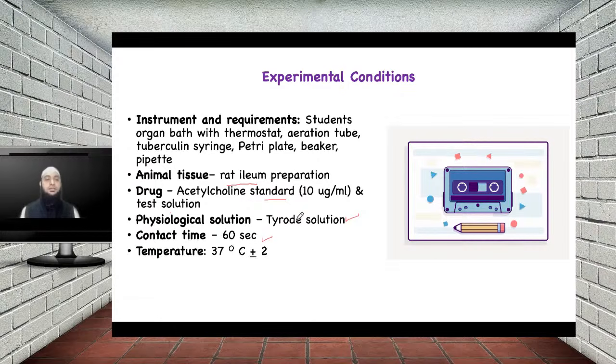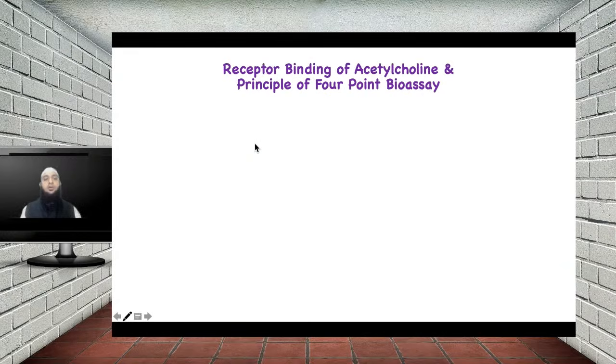So this is all about the experimental condition, and lastly 37 degrees Celsius plus minus 2, which I have already mentioned. We maintain this temperature so that the body temperature is maintained and the tissue remains alive. That is the reason why we are using the student's organ bath with the thermostat. So this is all about the experimental condition and the requirements that we need to keep constant throughout the experiment.